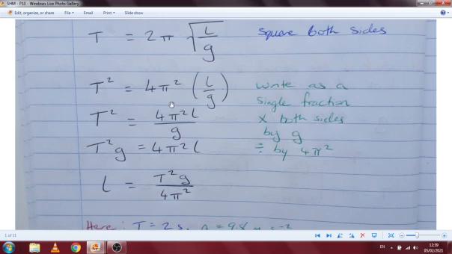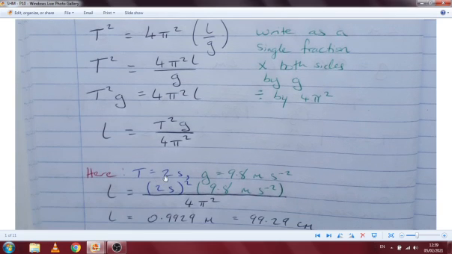So t squared g is equal to 4 pi squared L. Then I divide across by 4 pi squared, so I just get L. So this is now written, this is t squared g in terms of L. So this is now my formula to find the length.